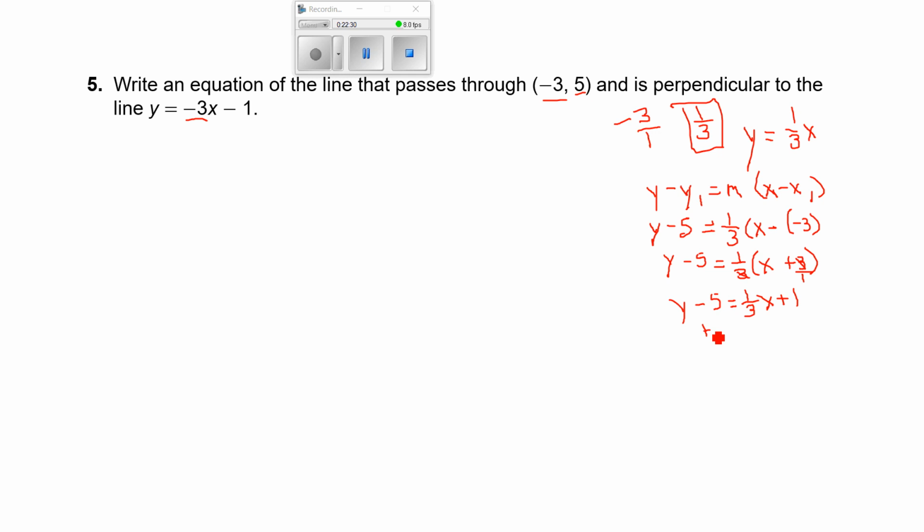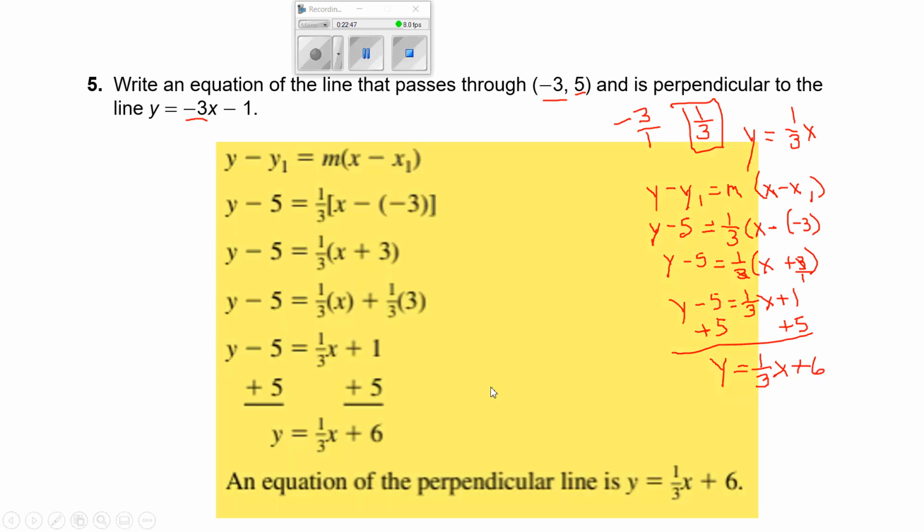Now I'll add 5 to both sides to combine my like terms. This gives me y is equal to 1/3 x plus 6. Let's see how I did next to the book. And the book does say y equals 1/3 x plus 6.